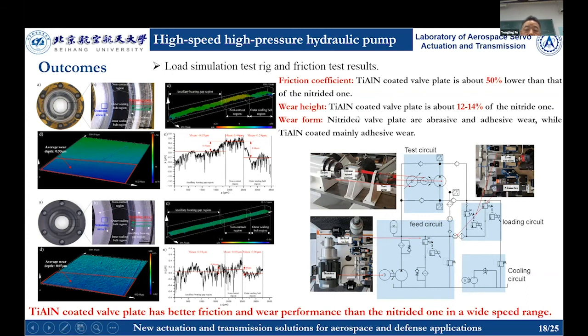We developed some kinds of coated materials and find that from friction coefficient, this kind of coated valve plate is about 50% lower than that of the nitrided one. From wear height, this coated valve plate is about 12 to 14% of the nitrided one. From wear form, these are abrasive and adhesive wear, while TiAlN coated is mainly adhesive wear. So from long lifetime and high efficiency, this is a good coating.